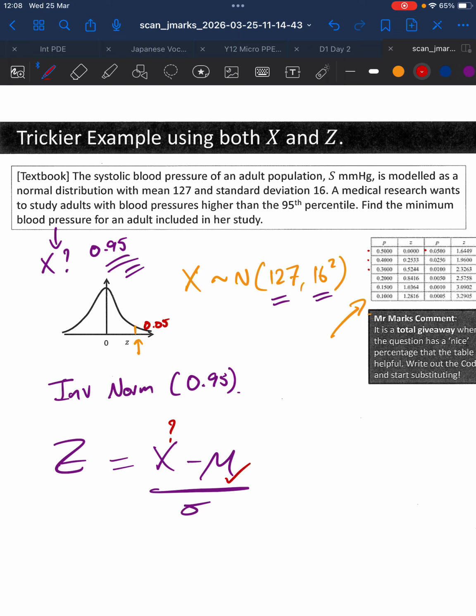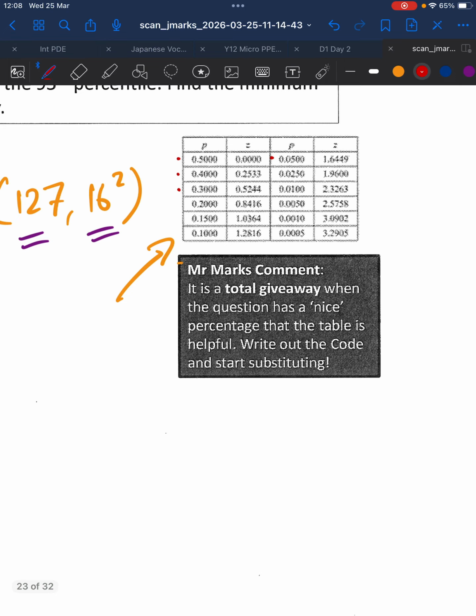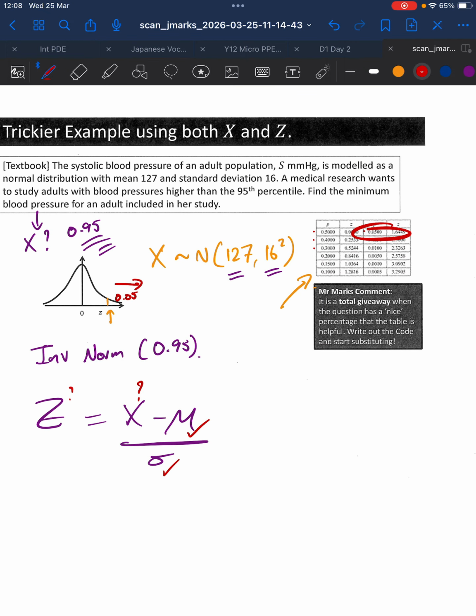Mean, well, we've got that. Standard deviation, well, we've got that. You might say that we don't know the z either, but actually we do, because we know that when you want 5% of the data to be above, that's this bit here. So the value that corresponds to this is 1.6449. So if we substitute in all of these values, we can do a bit of problem solving.